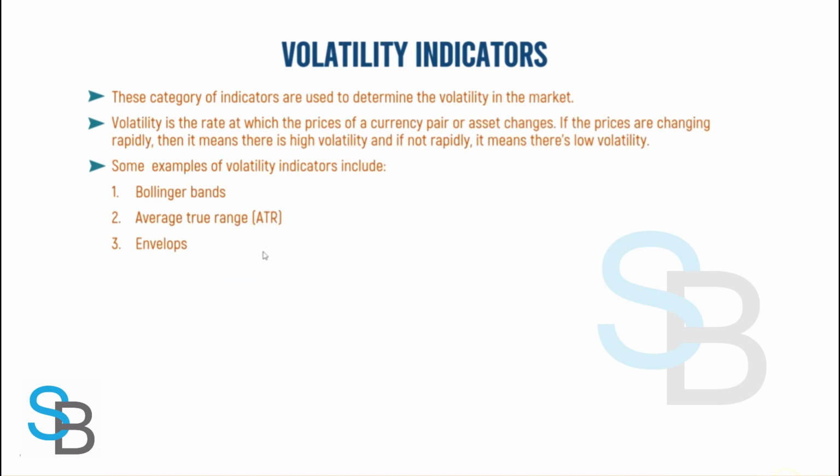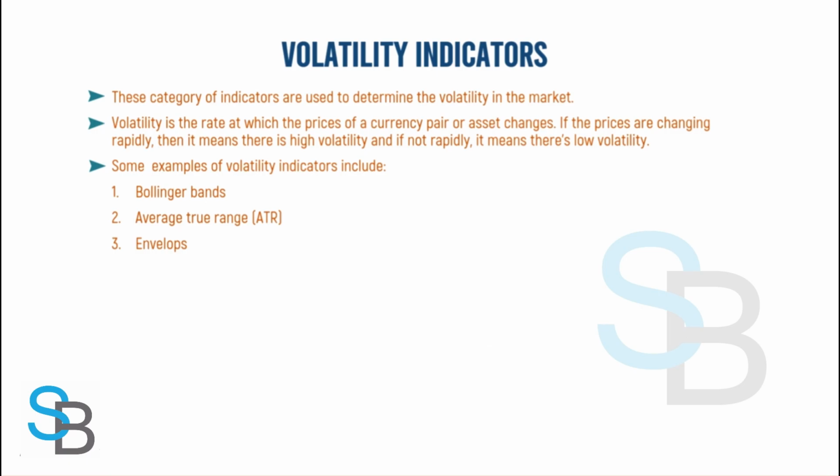Now we have the volatility indicators, and this category of indicators is used to determine the volatility in the market. And what's volatility? Volatility is the rate at which the prices of a currency pair or asset change.